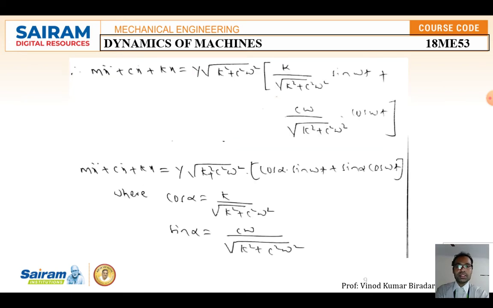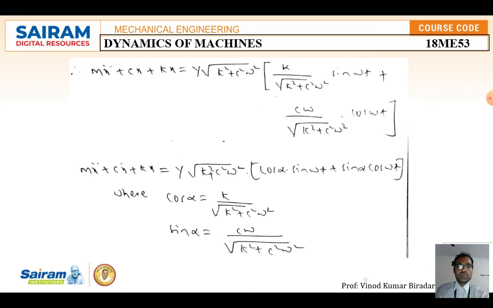If you multiply that, y is equal to the square root of k square plus c square omega square, times k divided by the square root of k square plus c square omega square sin omega t, plus c omega divided by the square root of k square plus c square omega square cos omega t. Let us assume cos alpha is equal to k divided by the square root of k square plus c square omega square, and sin alpha is equal to c omega, the angular frequency, divided by the square root of k square plus c square omega square. So y is equal to the square root of k square plus c square omega square times (cos alpha sin omega t plus sin alpha cos omega t).